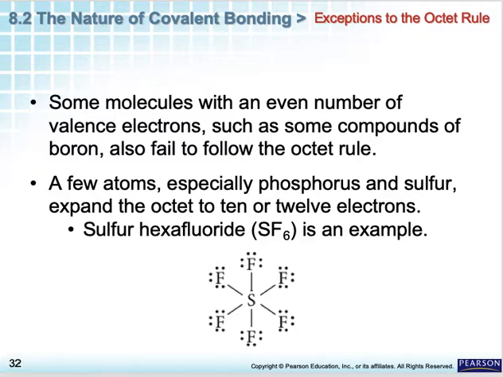So in this example, sulfur has more than 8 electrons. In fact, it has 2, 4, 6, 8, 10, 12 electrons. Definitely an expansion of the octet. And what we see is they're using d orbitals to do that. And that's why it has to be in the third row or below, because that's the first time we have d orbitals available.